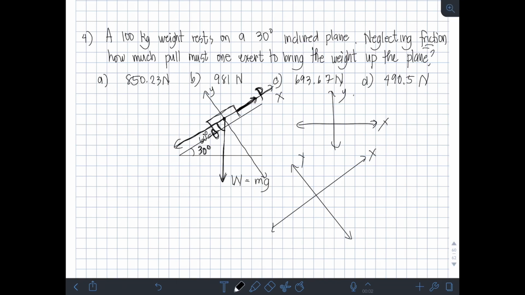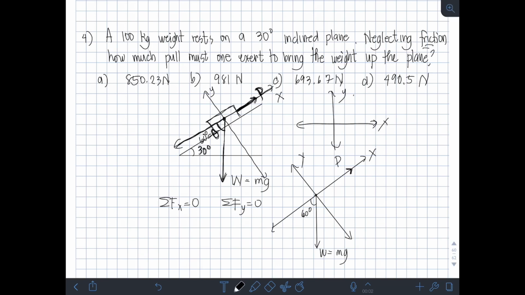Y and X axes. So, this is our weight. This angle with respect to the horizontal axis is 60 degrees, and the weight is equal to mg. Then, we put the force P we want to find on the positive x-axis. Okay? So, we can apply the condition of equilibrium here. The summation of forces along x must equal 0, and the summation of forces along y must equal 0.